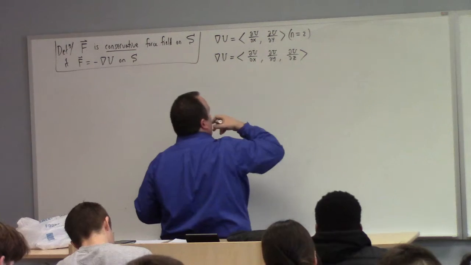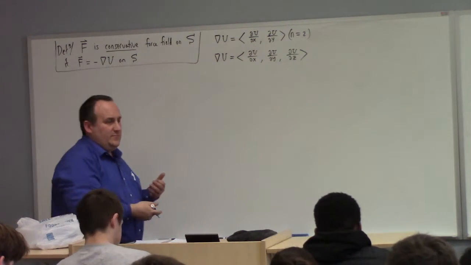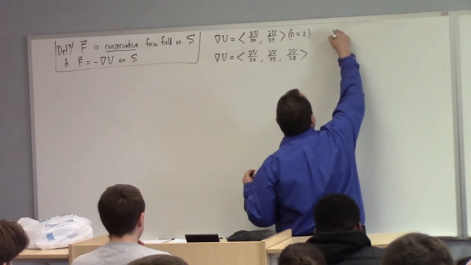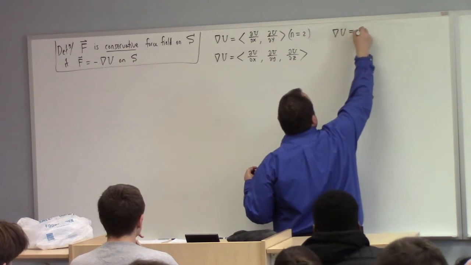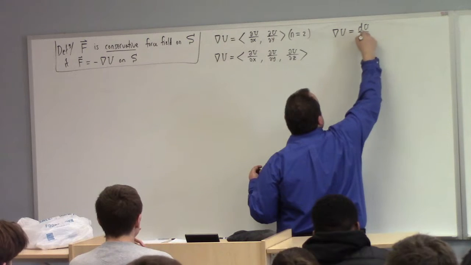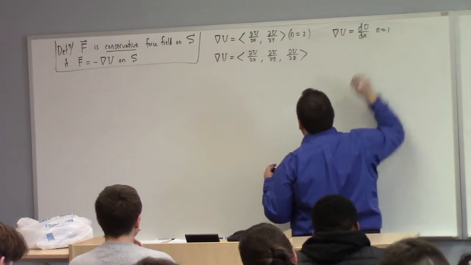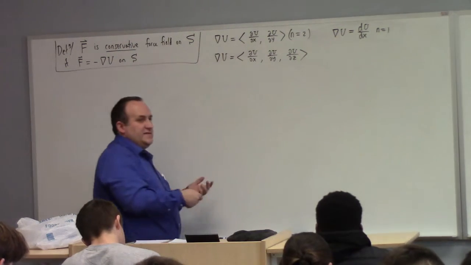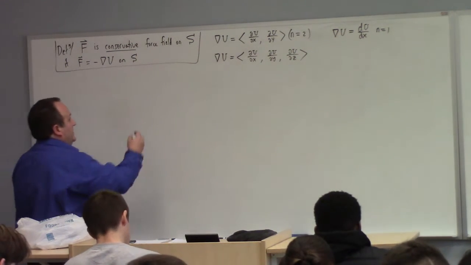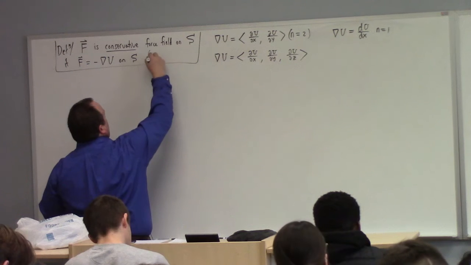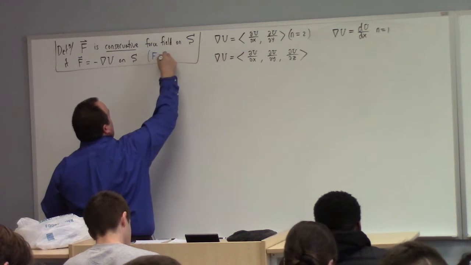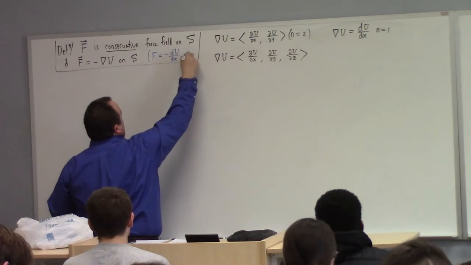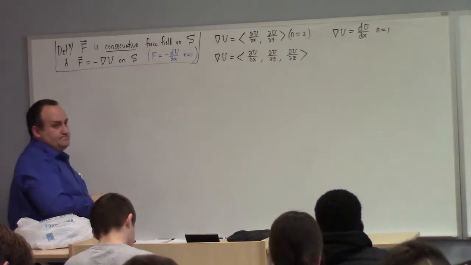All right, and I guess I should mention, in 1 dimension, what's the gradient? It's very silly. The gradient of U is just equal to dU/dx. That's the n equals 1 case. So a force is conservative in the 1-dimensional context if F equals minus dU/dx, when n equals 1. Right?